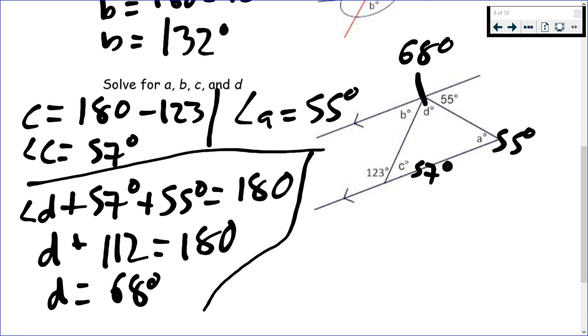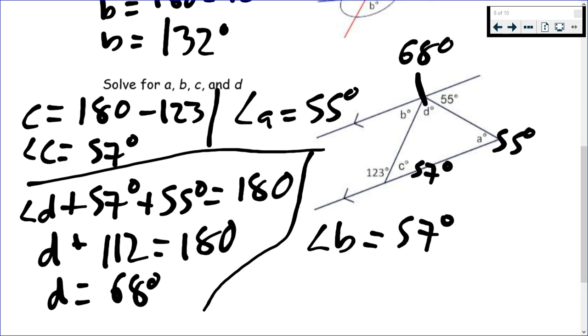Finally, let's solve for angle B. Well, we have a Z pattern again. We have our Z shape here. This is 57, so this must be 57 as well. So angle B is 57 degrees.